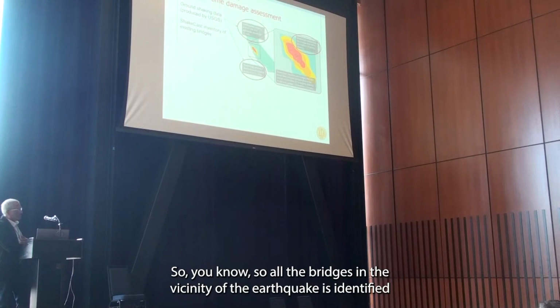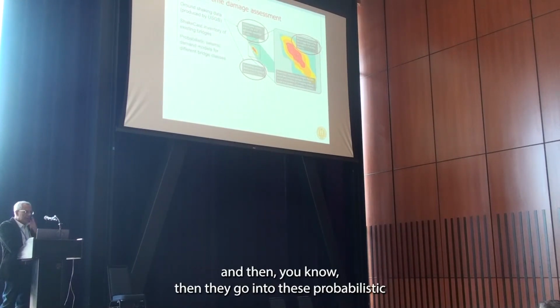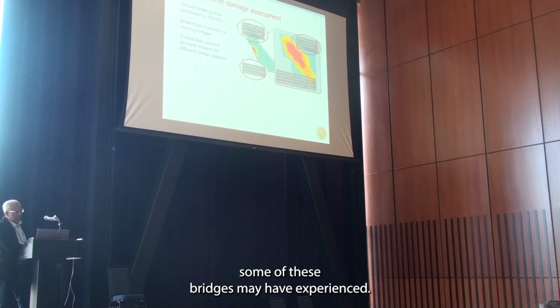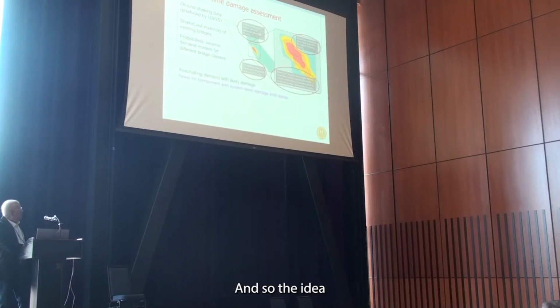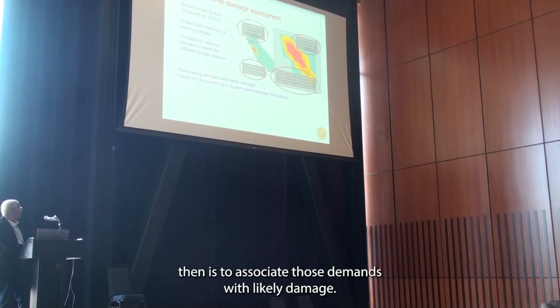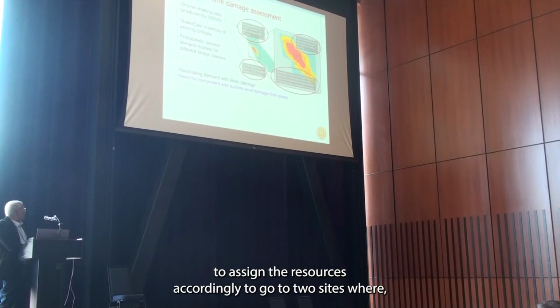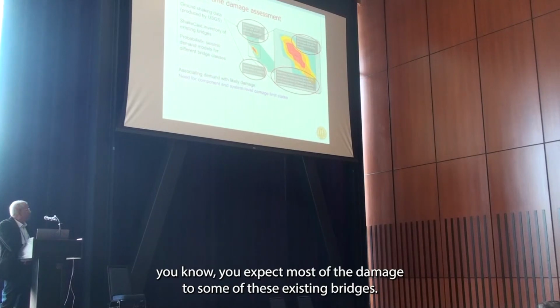All right, so all the bridges in the vicinity of the earthquake are identified, and then they go into these probabilistic seismic demand models to see what kind of demand some of these bridges may have experienced. And so the idea then is to associate those demands with likely damage, so that Caltrans can then assign the resources accordingly to go to sites where you expect most of the damage to some of these existing bridges.